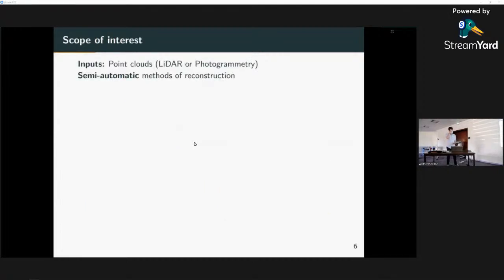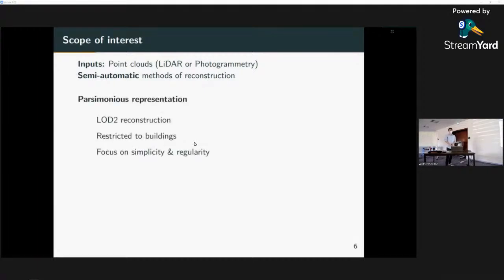So let's give the scope of interest of this work. We've taken as inputs these set of points from both methods, and we want to develop semi-automatic methods of reconstruction. By semi-automatic, we mean that we allow a few user interactions during the process, but we don't want to design each building individually. The first approach looks at parsimonious representation, especially targeting LOD2 reconstruction. This approach will be limited to buildings only, and the focus will be put on simplicity and regularity.